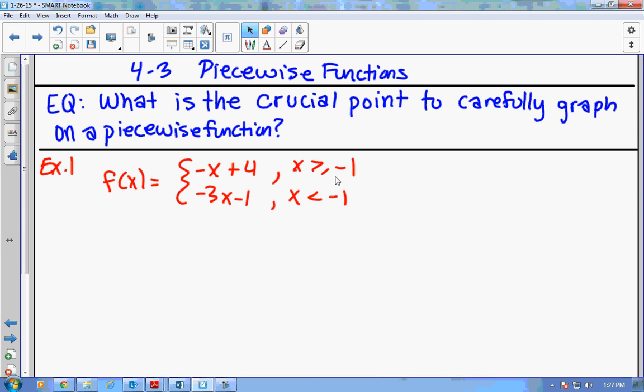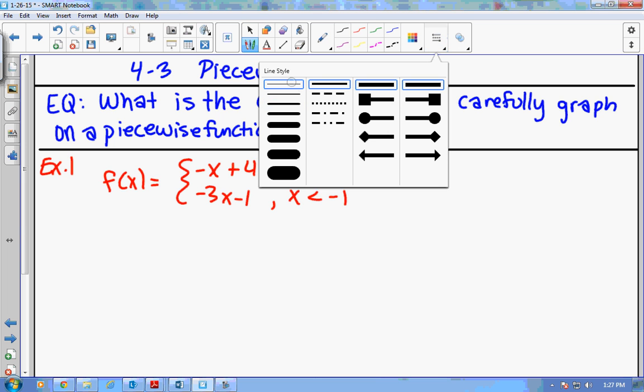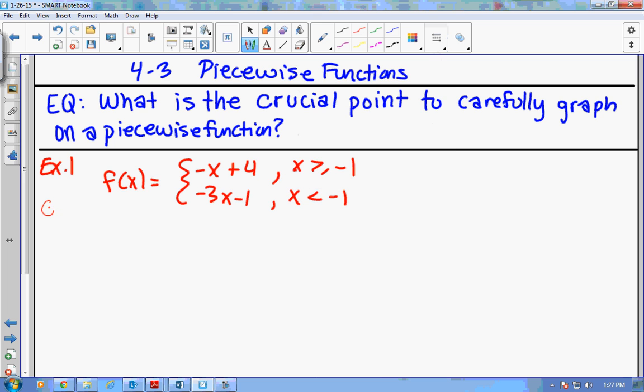You can see there are two lines in the function, right? It looks a little different than other functions we've seen, which means there are two pieces. If there are 3 lines, there are 3 pieces. We could go all day. There could be 6 pieces. We're only going to do 2 today. Okay, so we're going to learn to graph these.